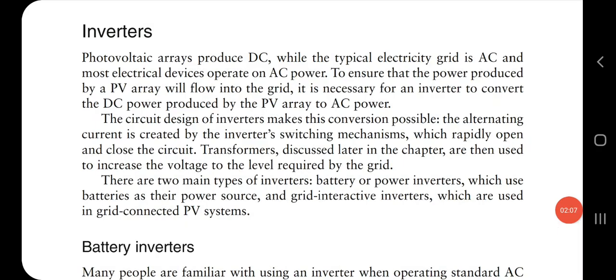Now let us move towards the inverter. A PV array produces DC, but the grid operates on AC. So the inverter converts DC into AC supply, and it is made to flow to the grid. It is designed in such a way that it has a switching mechanism to convert DC supply into AC supply. There are two types of inverter. One is the battery or power inverter, which is used in houses, and the other is the grid interactive inverter, which is connected to the grid.